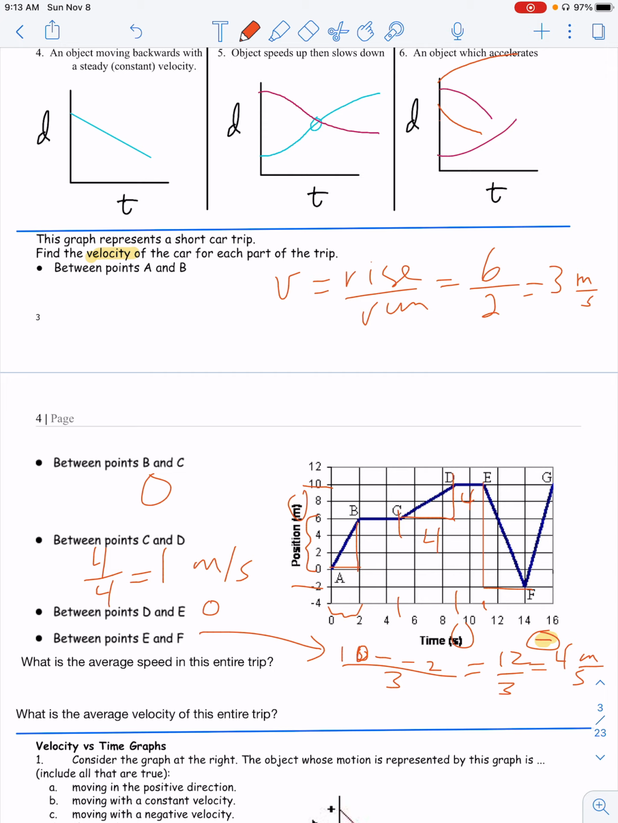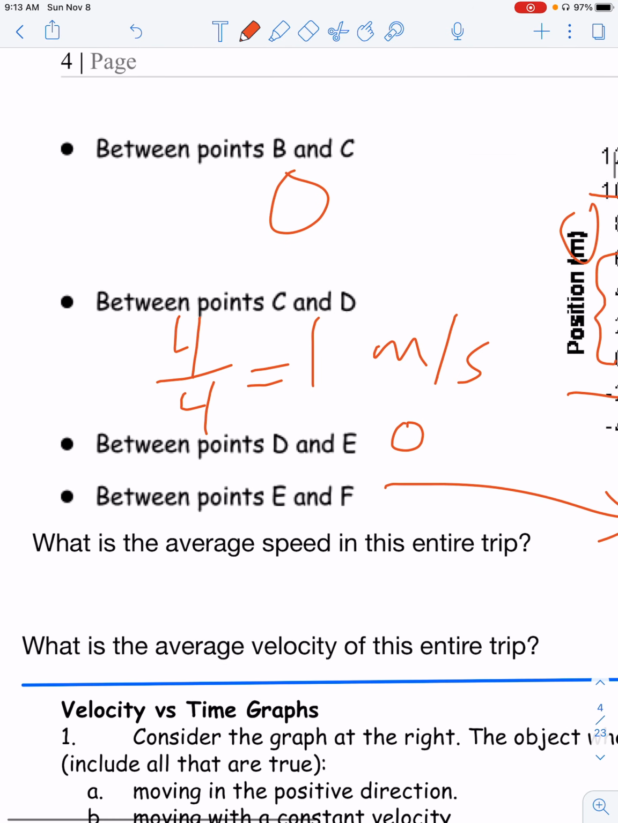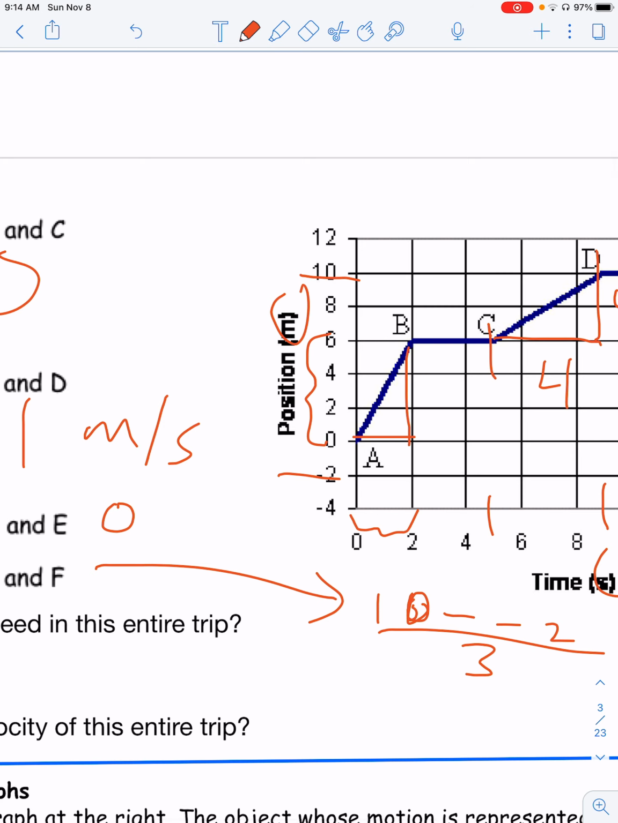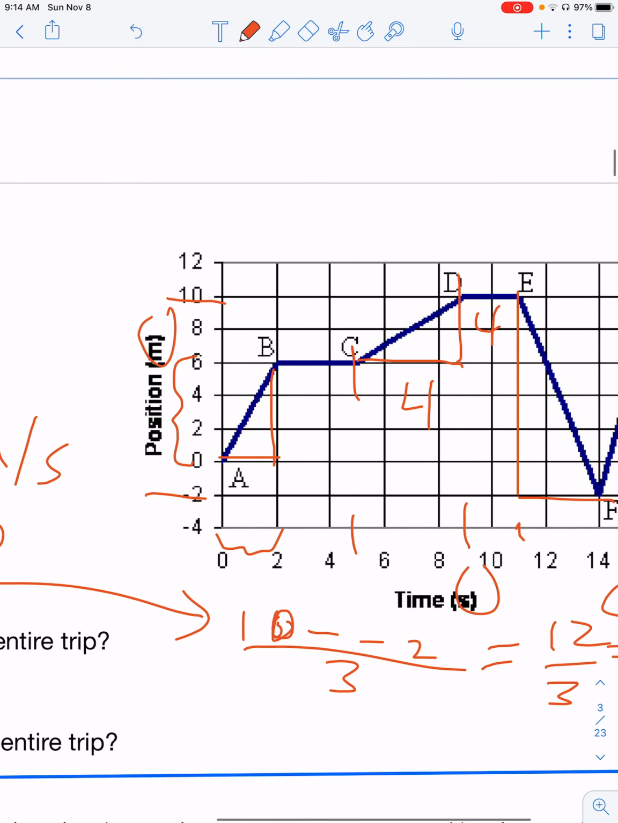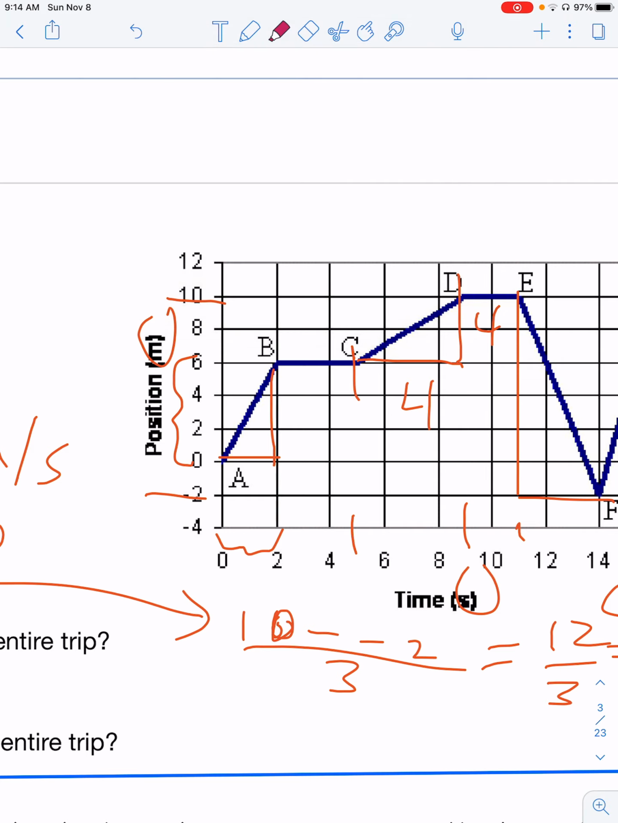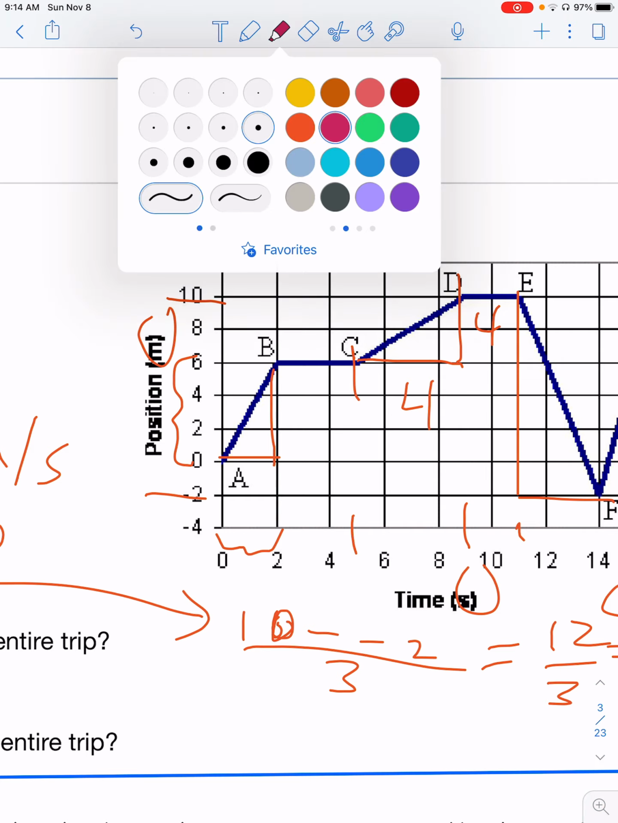Okay, what's the average speed for this entire trip? A little tricky. Speed is what? Distance over time. The total distance. You gotta be careful. Okay, let's do this. I'll make this a little smaller.